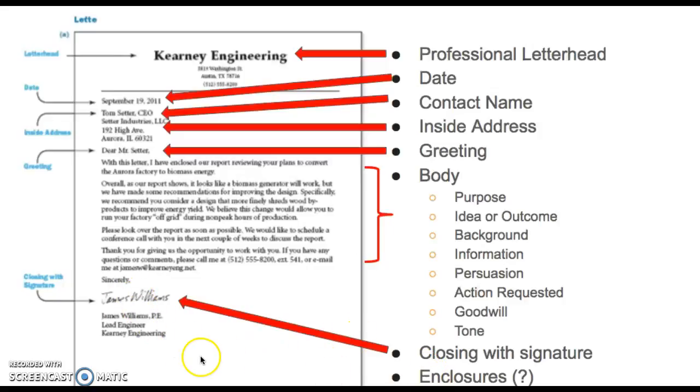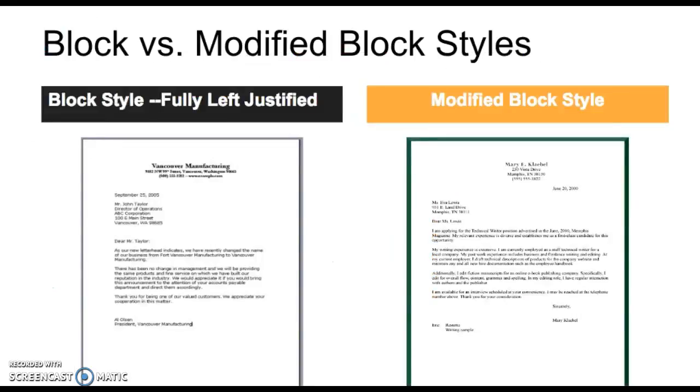And then, of course, if you had any enclosures, this particular example doesn't, but remember, yours will. One last thing that I want to point out about letters is that there are 2 basic styles. One style is called block style, and it's fully left justified, and then there's another style called modified block. And before the advent of the computer, modified block was probably the most popular style.